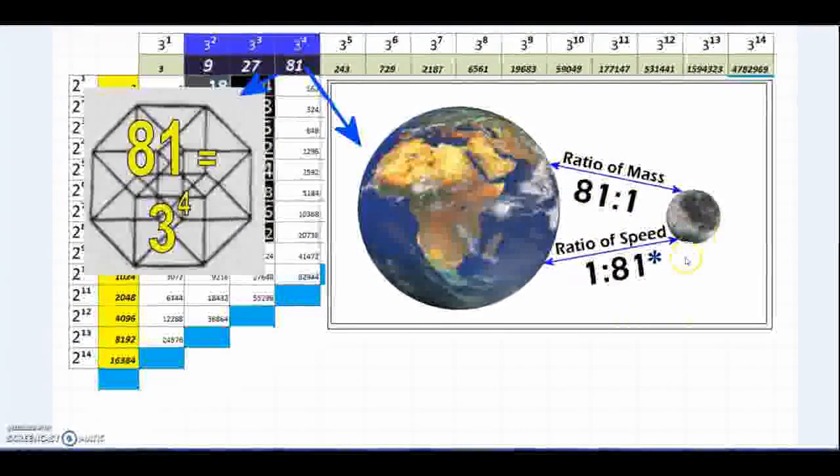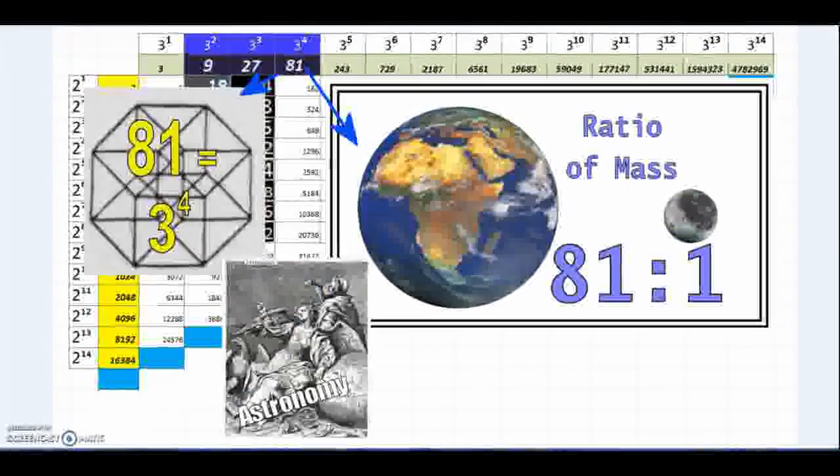But because the Moon is orbiting the Earth as the Earth orbits the Sun, the Moon has the speed of the Earth plus the speed of its orbit around, well, its speed through space. And according to John Martineau, again, asterisk, it's a ratio of 1 to 81. So the Moon moves 81 times faster through space than the Earth. But asterisk, that's something I haven't checked again.